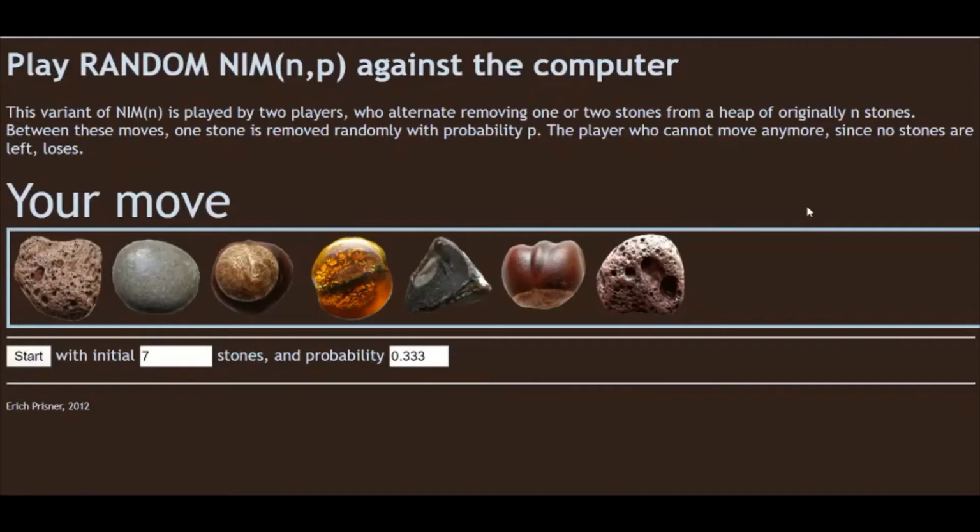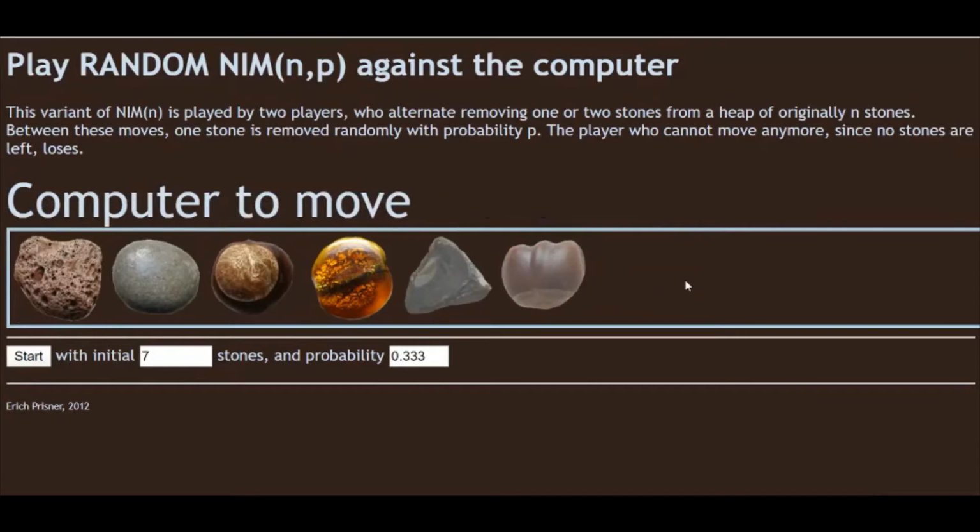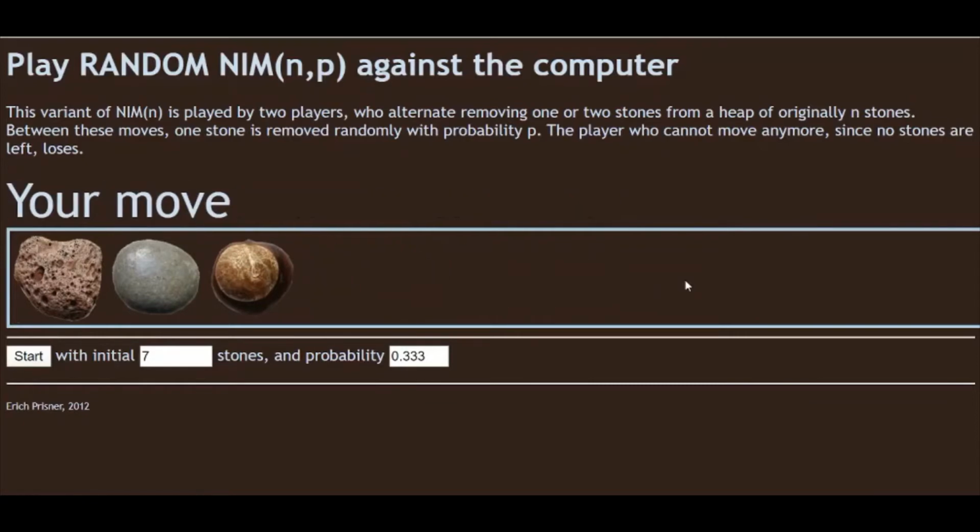So let's try it out. We start with 7 stones, and let's say we try to play the same as before, at least initially. That means we remove 1 stone. Okay, nothing is removed randomly. Computer removes 2 stones. 1 stone is taken randomly, and we are facing 3 stones. What do we do now? Well, if we remove 1 stone, then certainly the computer player will be able to finish and will be able to win. If we remove 2 stones, we might be lucky that randomly this remaining stone crumbles, leaving the computer facing nothing and losing. So in this situation, we certainly should remove 2 stones.